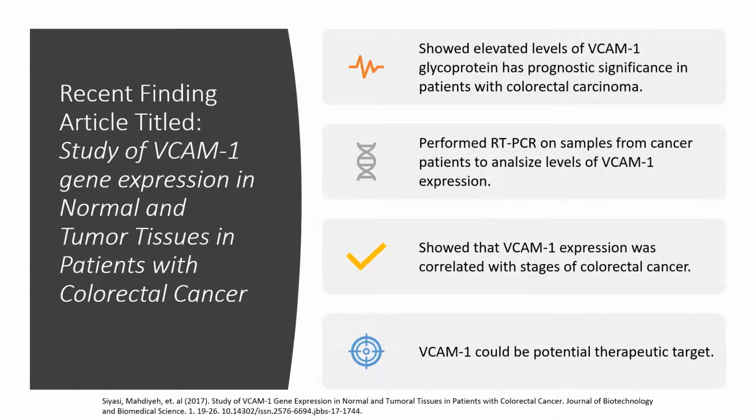In this study, they used samples from cancer patients. They took 29 males and 31 females, aged 28 to 81, and used reverse transcriptase PCR to analyze the levels of VCAM1 expression. They were able to show that the VCAM1 expression was correlated with stages 0 to 4 of colorectal cancer. They also hypothesized that the VCAM1 could be a potential therapeutic target.